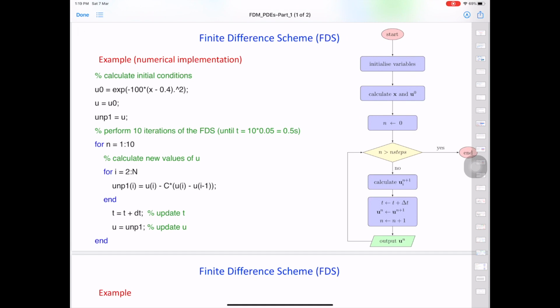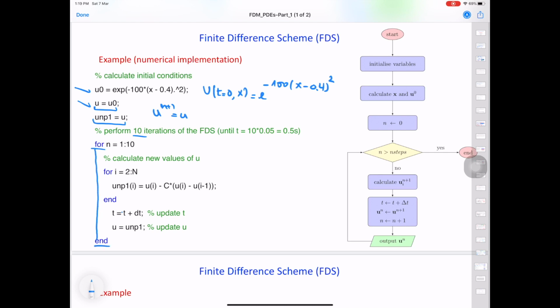Okay. Now the initial conditions: the solution at time t is equal to 0 and at any position x is equal to exponential of minus 100 times x minus 0.4 squared. We assign here the solution, okay, at any position we assign the initial condition. Then we will have this u n plus 1, okay, is just equal to u. So we will perform iterations. We have n from 1 until 10, okay, and i from 1 until 10.